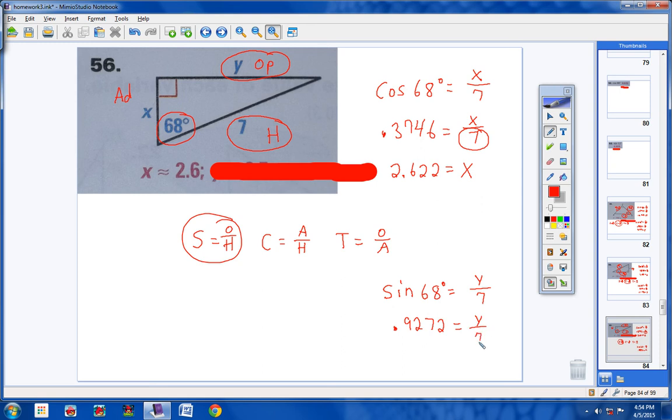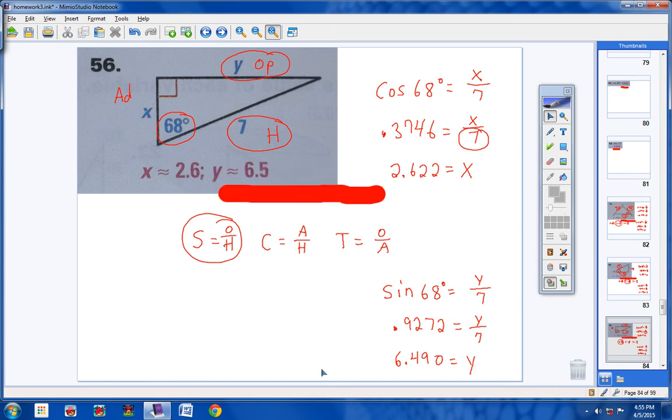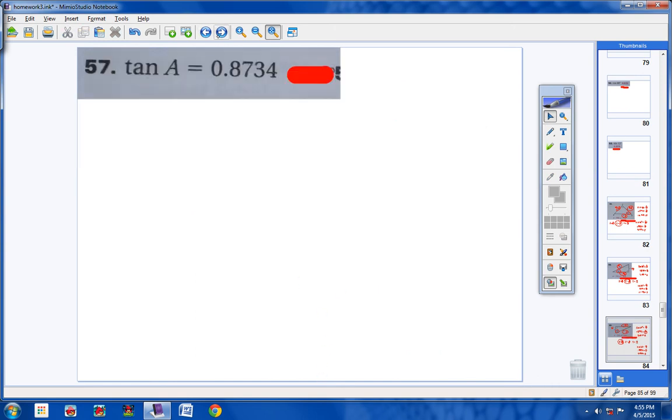And now the denominator is 7, so we're going to multiply both sides by 7. 0.9272 times 7 will give you 6.490. If you multiply this side by 7, you'll be left with y. Okay? So really y, if you round correctly, should be 6.5. 6.5. Now students, please listen to me. There is no reason to be confused on numbers 57 through 68. No reason whatsoever. Alright?